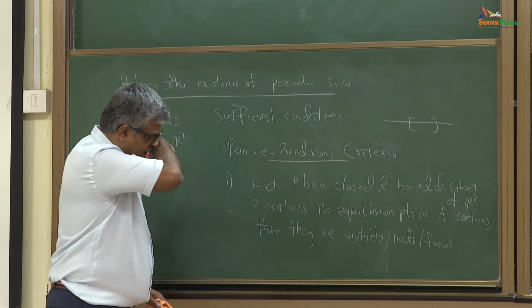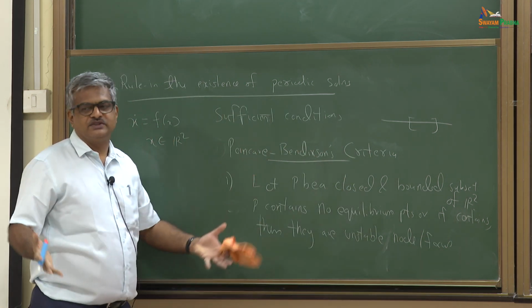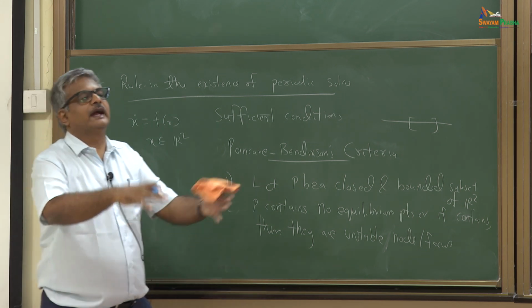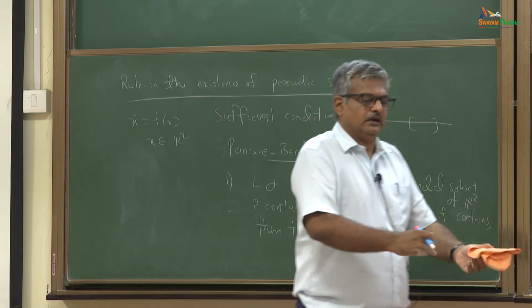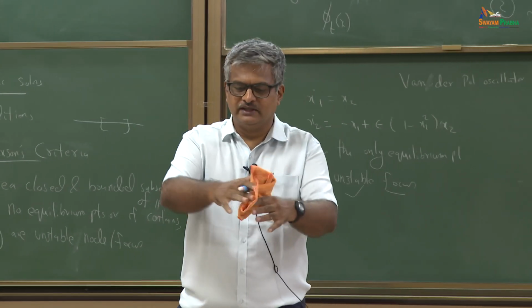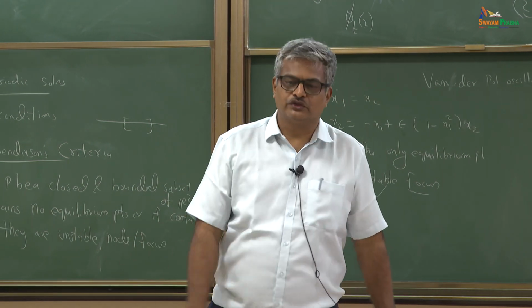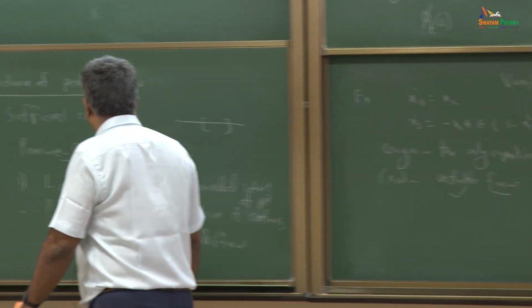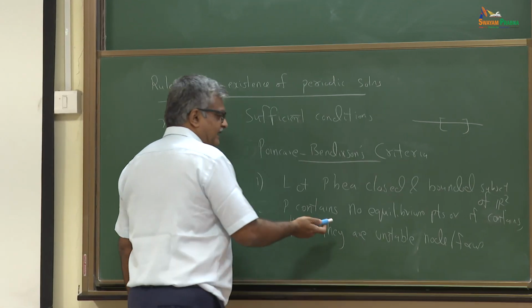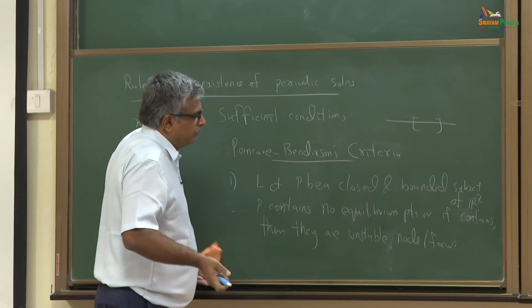So what is the first condition? You take a region, so that is your candidate region. You want to test whether in this closed and bounded region there are periodic solutions. In doing so, you first check whether it has equilibrium points. If there are no equilibrium points, fine.